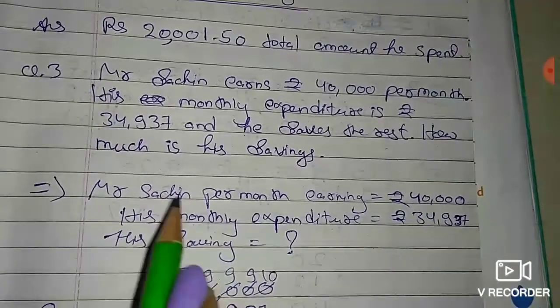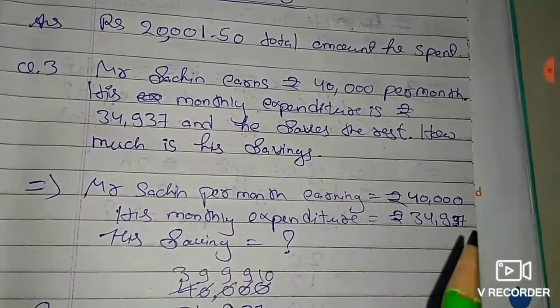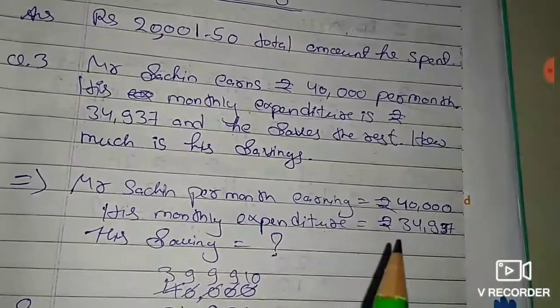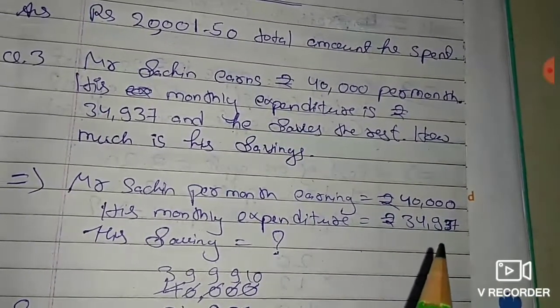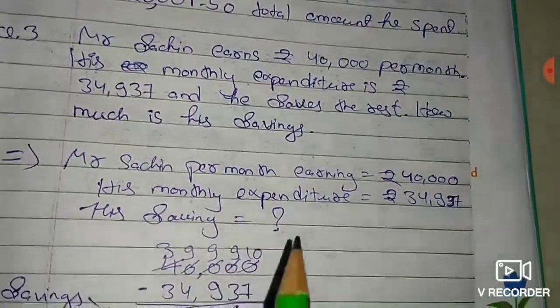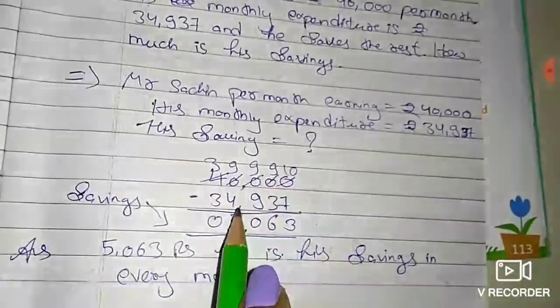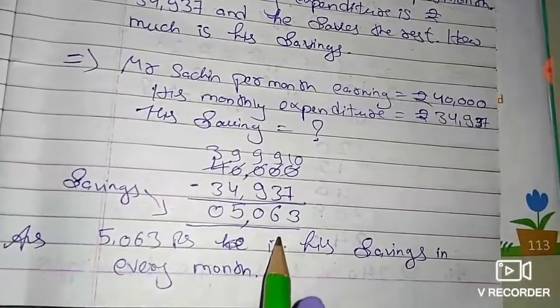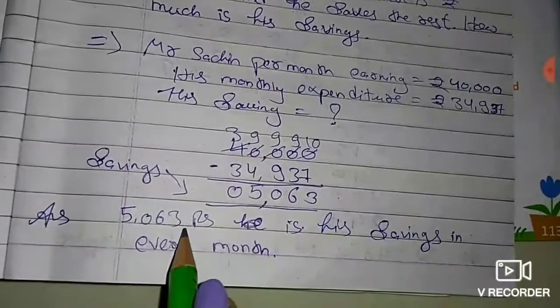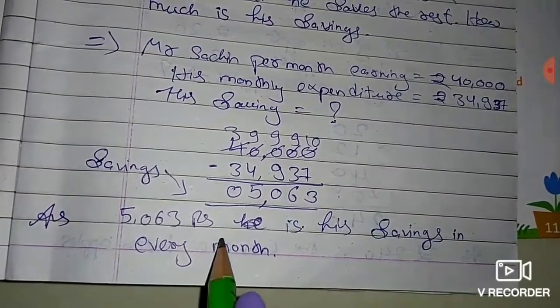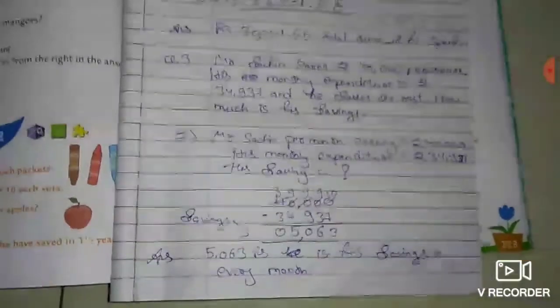Then write in a sentence, Mr. Sachin's per month earning is 40,000 rupees and his monthly expenditure, that means expenses, is 34,937. His savings equal how much? So here we subtract both the numbers, then we will get the savings of Sachin. Then write in a sentence, 5,063 rupees is Sachin's savings every month.